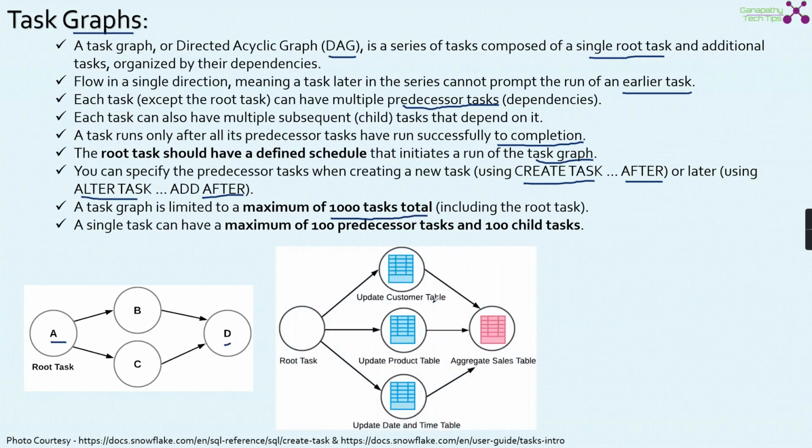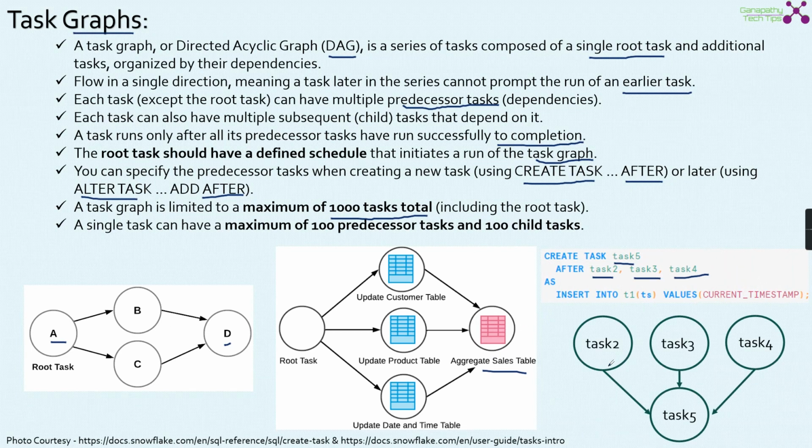For a better understanding, you can see here this is the root task and these are all the child tasks: updating a customer table, updating a product table, updating a date and time table. Once all these three tasks have completed, only then will the aggregate sales table task be initiated. Now we can see the command used: create task 5, after task 2, task 3, task 4, then insert into the table using the current timestamp. This can be represented in this diagram. Task 5 is completely dependent on task 2, task 3 and task 4.